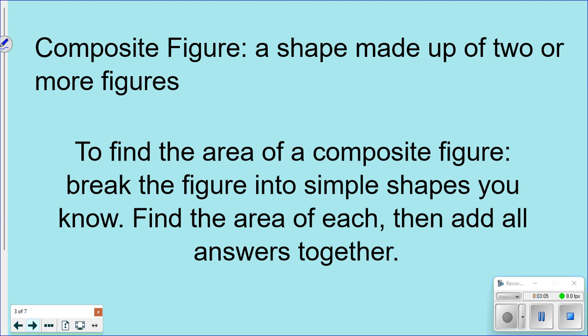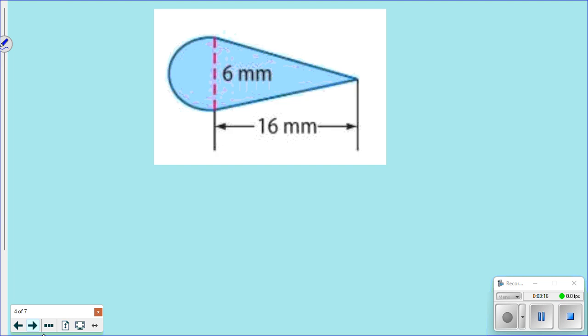And to find the area of composite figures, we have to break the figure into shapes that we know, and we can use those formulas that we just talked about to help us find the area, and then we'll add them together. So if I look at this, this would be a composite figure. And if I look at this, I can see 2 shapes in there. And it's really important to be organized.